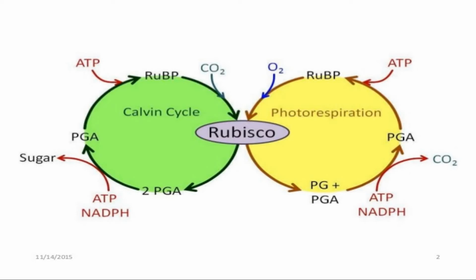This phosphoglycolate cannot be used in the Calvin cycle, so it is transformed into PGA molecules. This process, transforming PG to PGA, is called photorespiration. In this process CO2 and ammonia are released and ATP is consumed, as you can see in this graph.